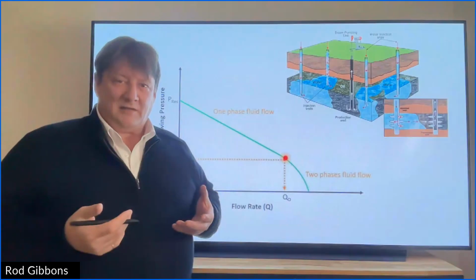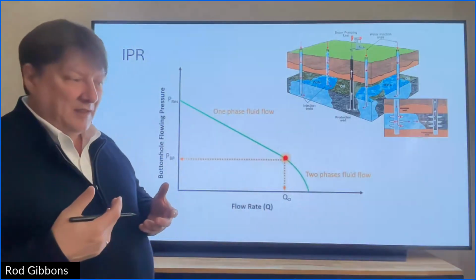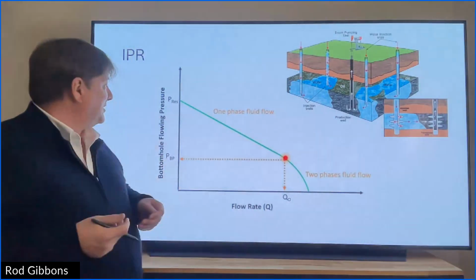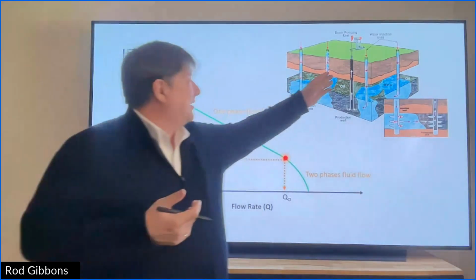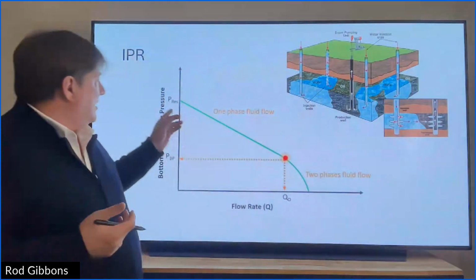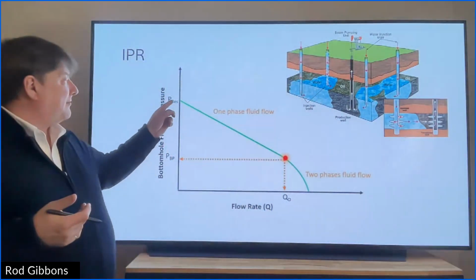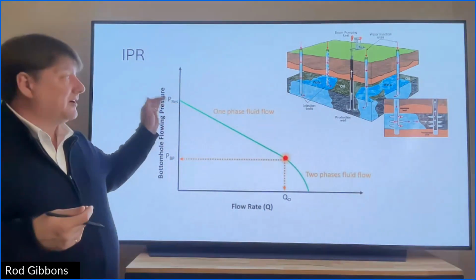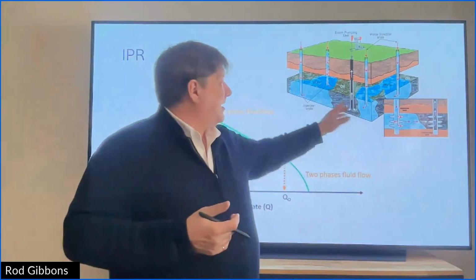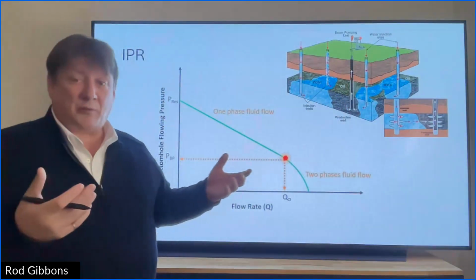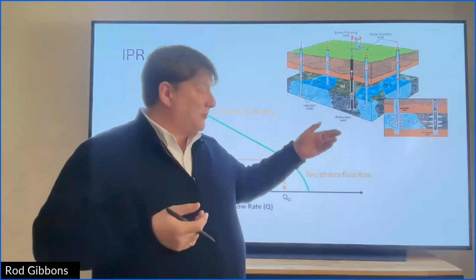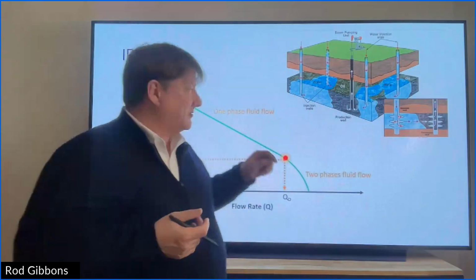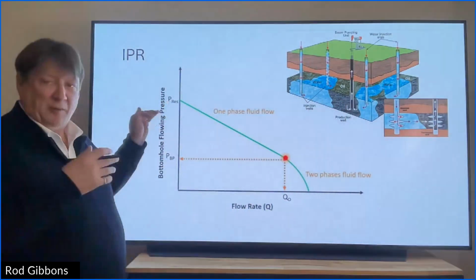So as, say, working engineers, production engineers, you want to know how my well is doing. So I have my initial reservoir pressure. When I drilled the well, I drilled into a pressure, hydrostatic pressure, or it could be slightly overpressure, but I got a pressure reading. That's my reservoir pressure.